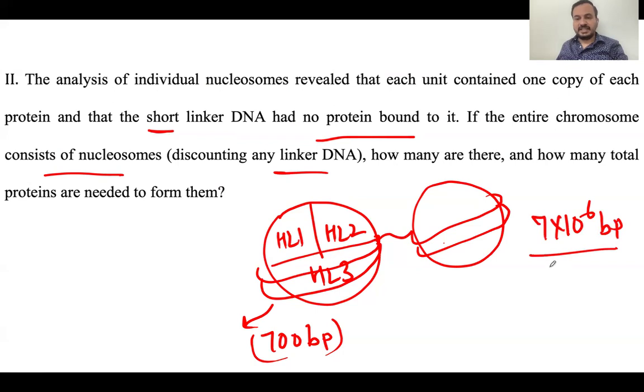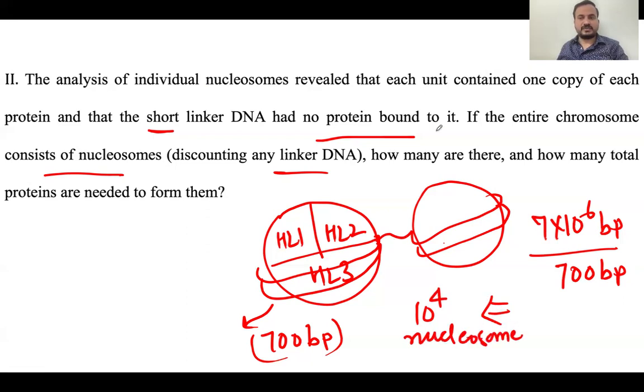And the DNA which is wrapped around this structure is 700 base pair in length. So how many nucleosomes will be present? That is going to be 10 raised to the power 4 nucleosomes. I hope this is clear to each and every one. The entire chromosome given consists of nucleosomes. How many are there? 10 raised to the power 4 nucleosomes, and how many total proteins are needed to form them?